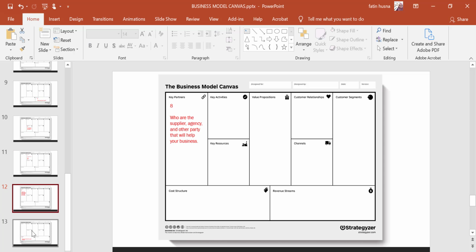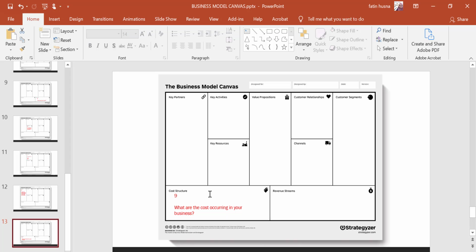Okay, so last one is cost structure. It means what kind of cost? I think I already went through three things. Cost structure means your money is out. Revenue stream means your money is in.